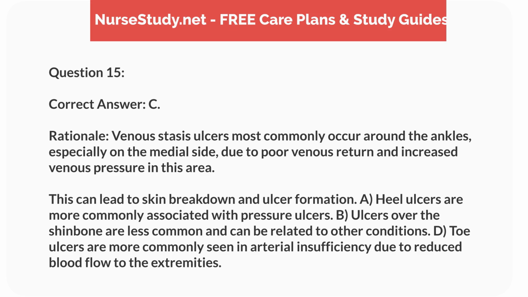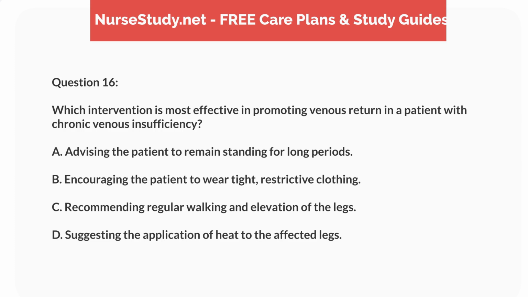A. Heel ulcers are more commonly associated with pressure ulcers. B. Ulcers over the shin bone are less common and can be related to other conditions. D. Toe ulcers are more commonly seen in arterial insufficiency due to reduced blood flow to the extremities. Question 16. Which intervention is most effective in promoting venous return in a patient with chronic venous insufficiency?